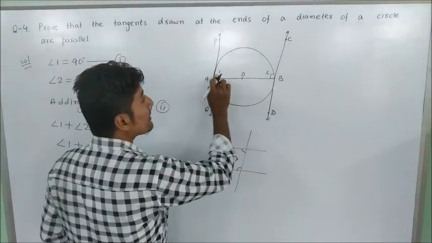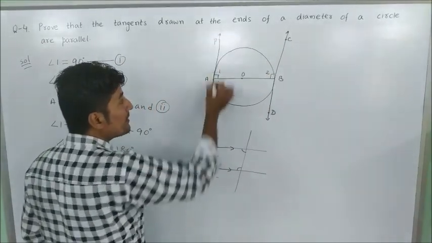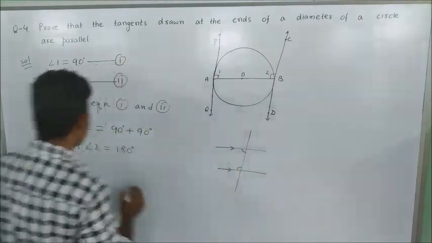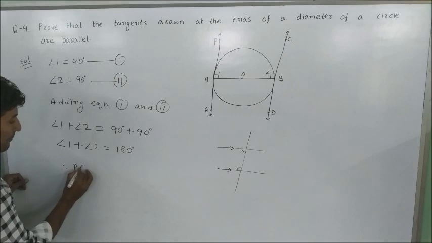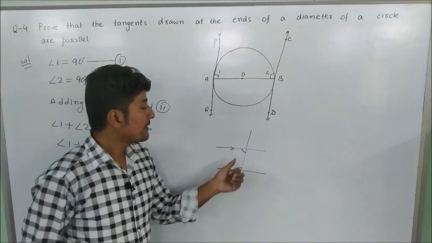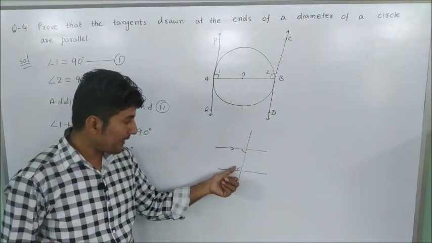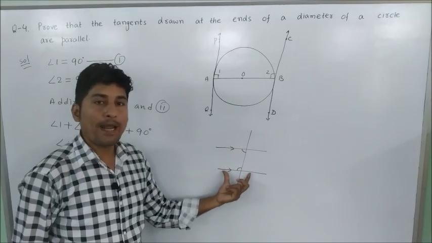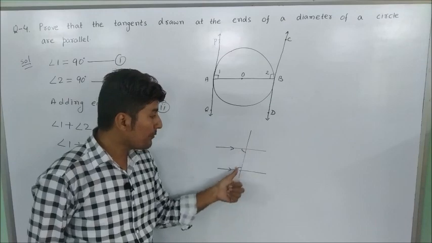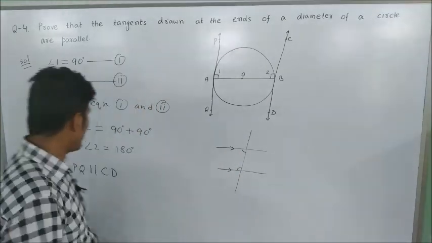Similarly, since the sum of these two angles is equal to 180 degrees, these two lines are parallel. Hence we can say PQ is parallel to CD. Once again I can repeat this line: if the sum of these two angles is equal to 180 degrees, then the lines will be parallel. Or in other words, if the lines are parallel, then the sum of these two angles is equal to 180 degrees. So this is proved.